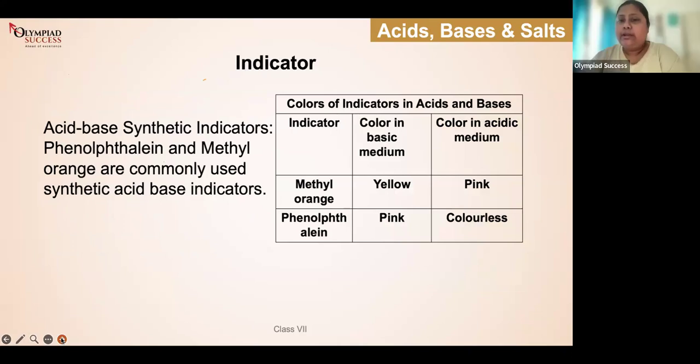Now moving on to the synthetic indicators, methyl orange and phenolphthalein. Note this table down. Methyl orange will turn yellow in basic and pink with acid. Phenolphthalein will change its color due to base. It will turn pink in basic, and it will remain colorless if the solution is acid.